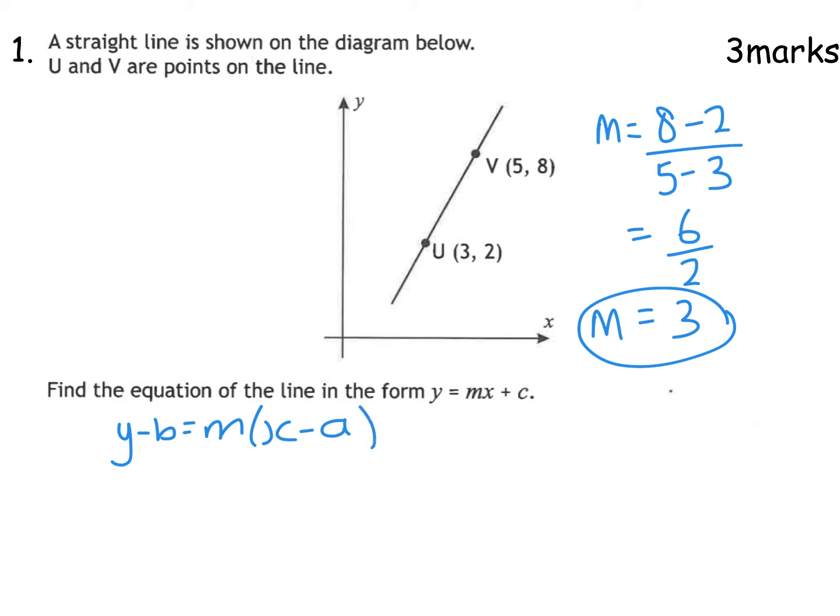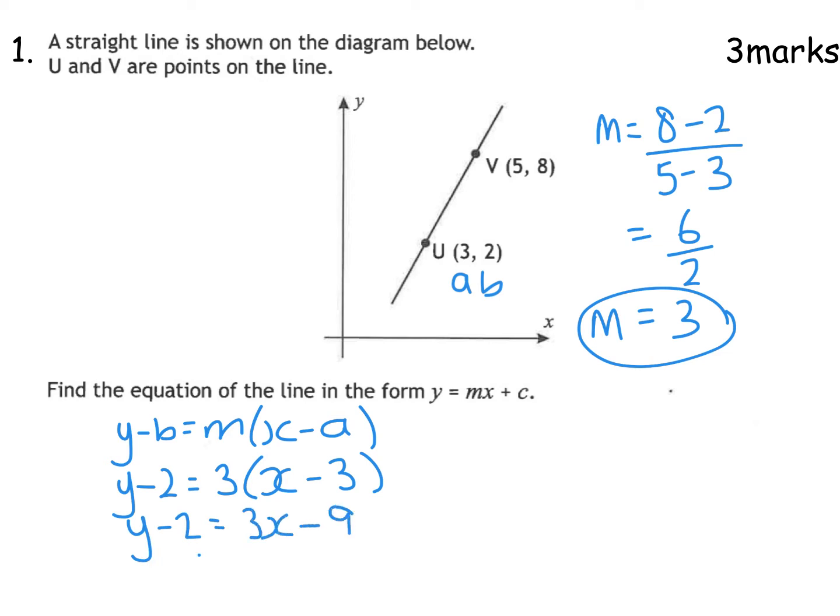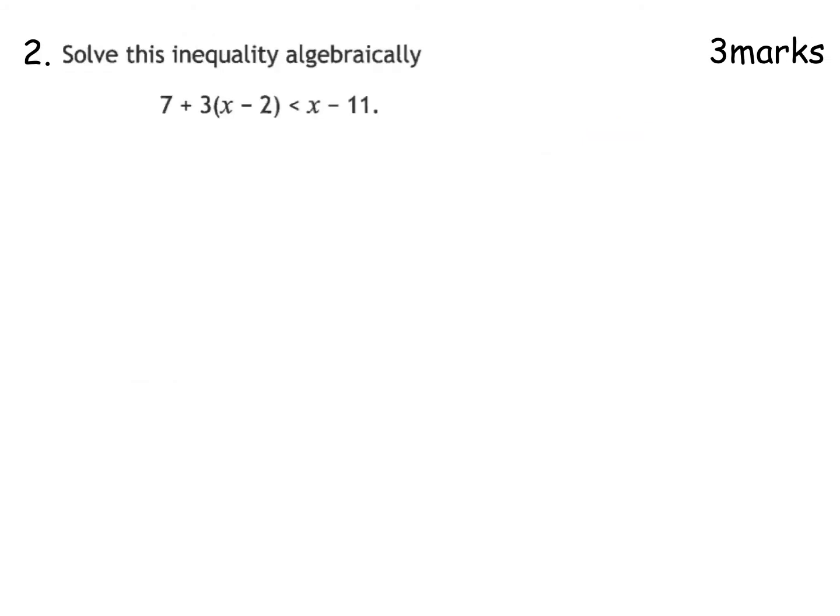And you can choose any of your coordinates. I'm just going to go with the one with the 3 and the 2. So we've got y take away 2 equals 3 bracket x minus 3. Y take away 2 is 3x minus 9. And then bring that over, you've got y equals 3x minus 9 plus 2 takes you to minus 7. Okay, and that's a 3-mark question, kind of standard. One for your gradient, one for substituting correctly, and one for rearranging and finding out that your c is minus 7.